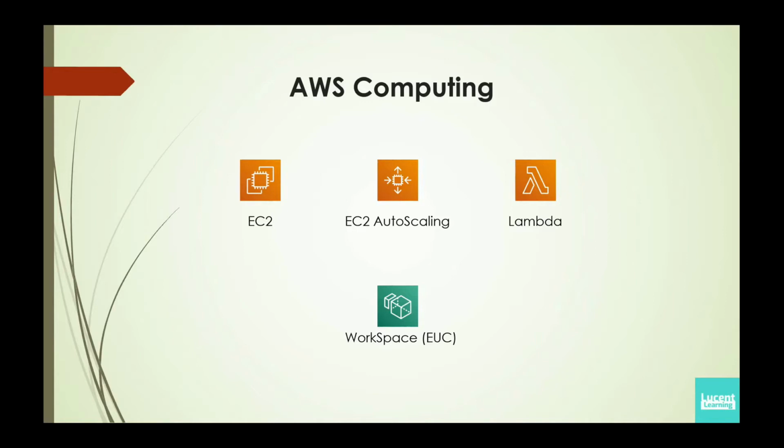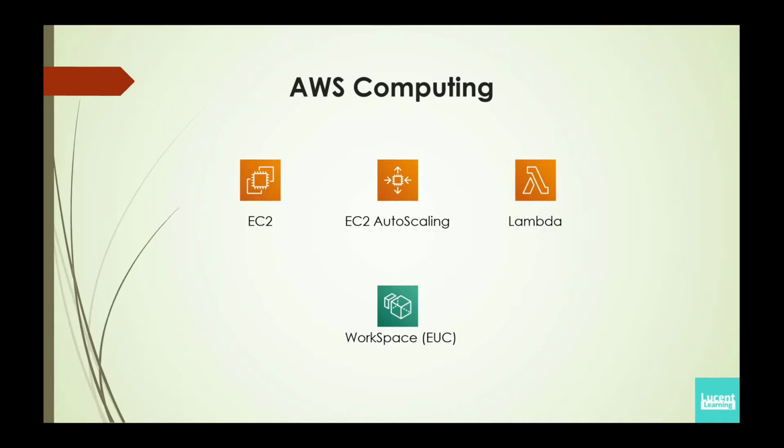Let's talk about EC2 auto scaling. EC2 auto scaling monitors your applications and automatically adjusts capacity to maintain the performance. It automatically launches or terminates EC2 instances based on the policy defined. Right? Now Lambda. What is Lambda?